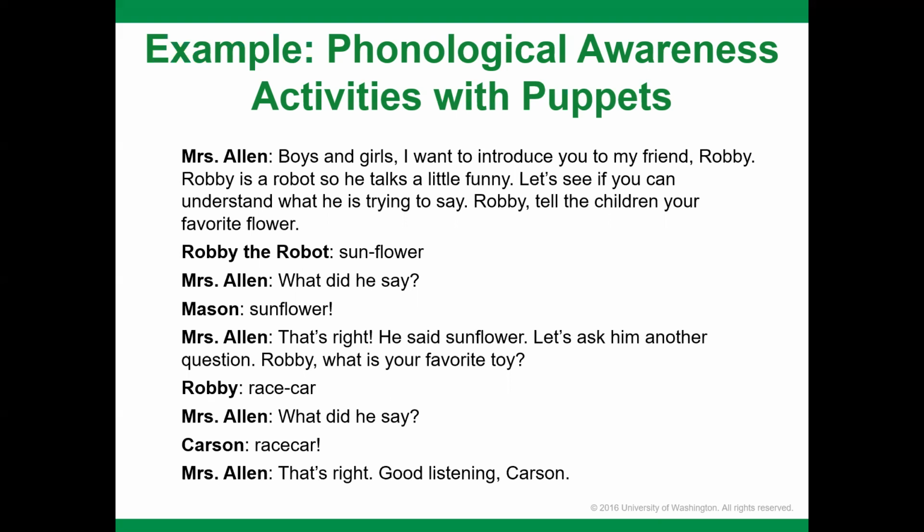Mrs. Allen: Boys and girls, I want to introduce you to my friend, Robbie. Robbie is a robot, so he talks a little funny. Let's see if we can understand what he's trying to say. Robbie, tell the children your favorite flower. Robbie says, sun flower. Mrs. Allen, what did he say? Mason said, sunflower. Mrs. Allen replied, that's right, he said sunflower.